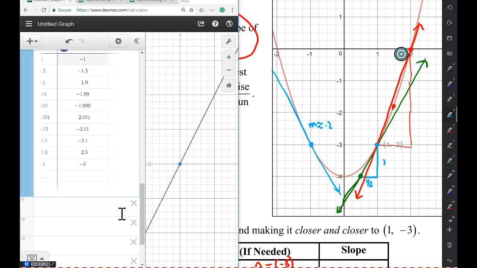Is this making sense? Yeah? If you want to use your calculator, go for it. Use whatever you're comfortable with, but Desmos is really nice because then you can define the function and it just does a lot of the computational work for you, which is great.